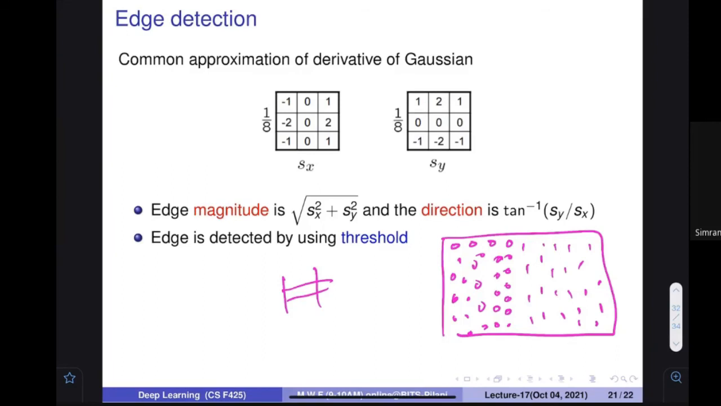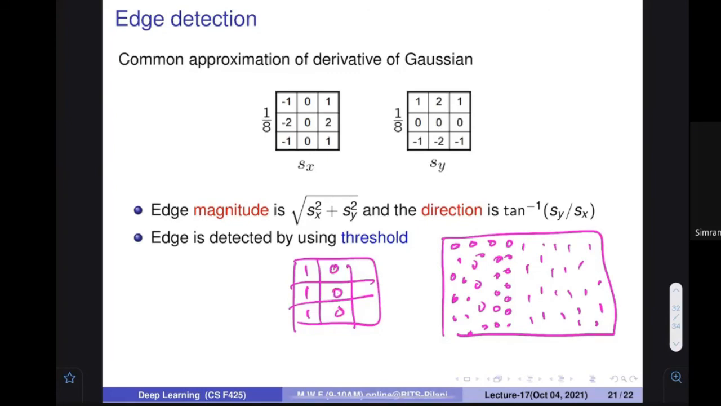oh no, it went wrong. It is a big problem. Okay, let me make this and write it like this: 1 1 1 0, no no, I made a mistake, 0 0 0 -1 -1 -1.